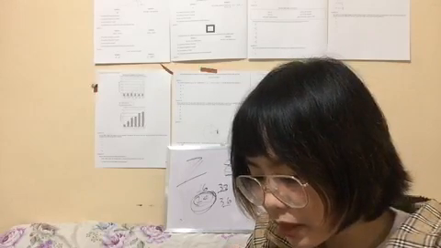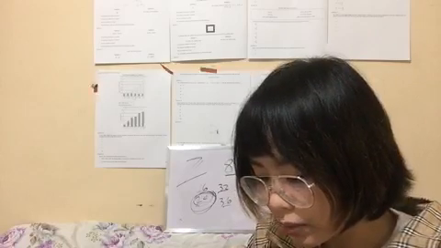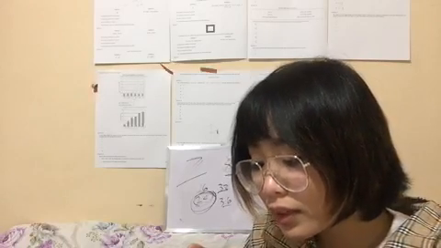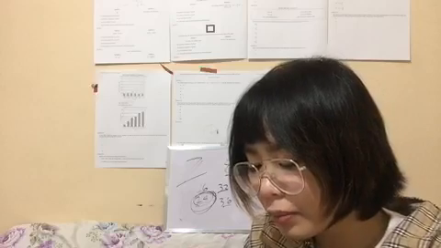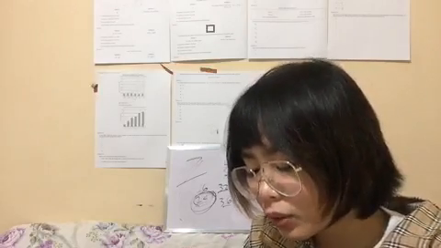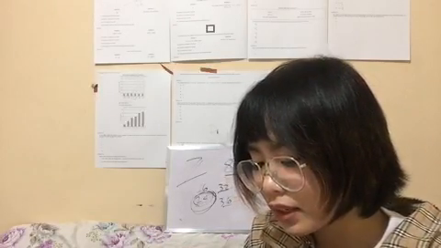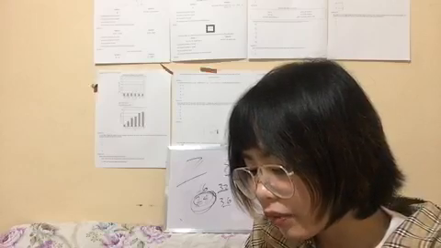A certain experiment has 3 possible outcomes. The outcomes are mutually exclusive and have probabilities p, p over 2, and p over 4 respectively. What is the value of p?